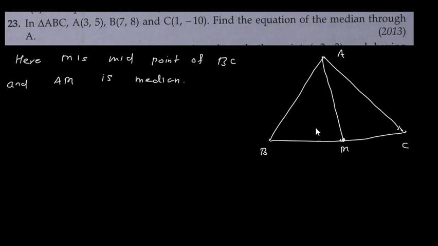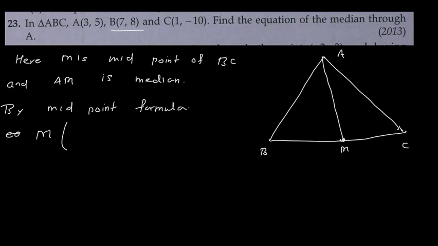So here I will say that M is the midpoint of BC and AM is the median. Now the coordinate of point M. So by the midpoint formula, the coordinate of point M. By midpoint, M is what?